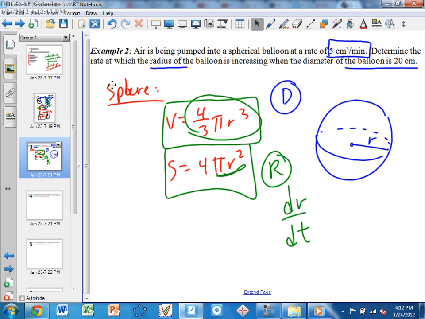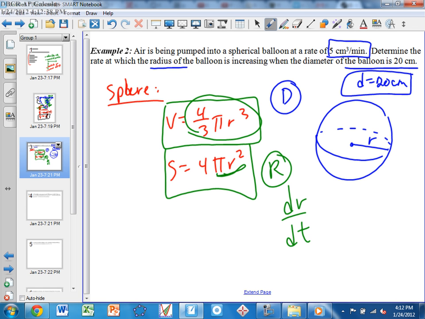Now, what are we given that is changing? What are we given? The diameter. You're given the diameter at a certain point in time, but the diameter is not necessarily changing. They're telling you the diameter is 20. So we could write that down as a little fact, okay? What's changing? The volume. At what rate is it changing? 5 centimeters cubed per minute.